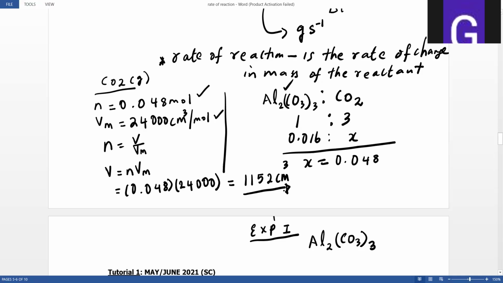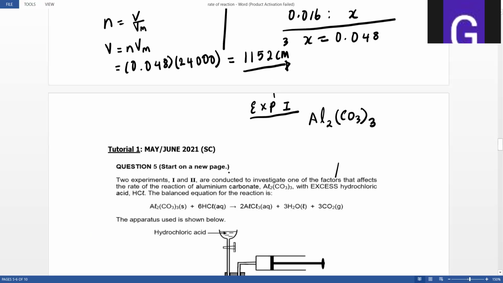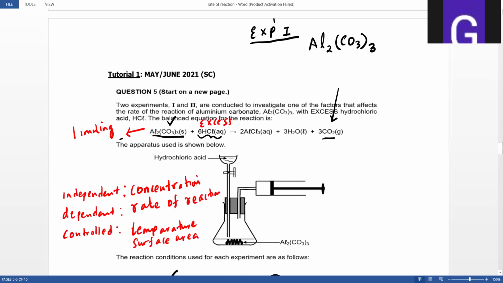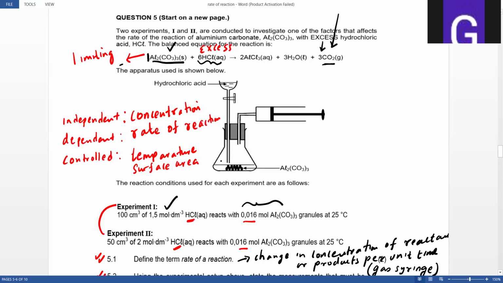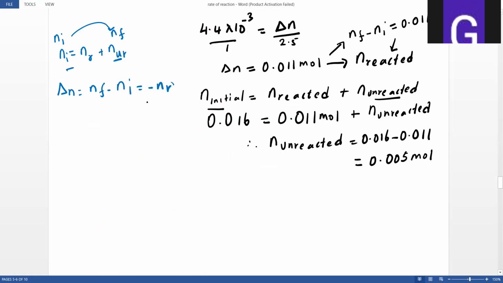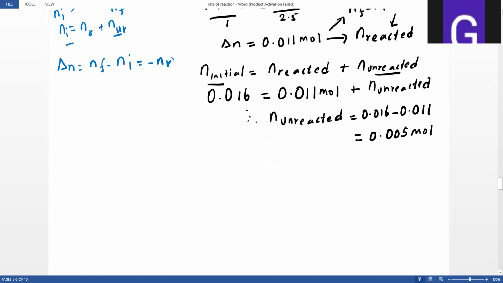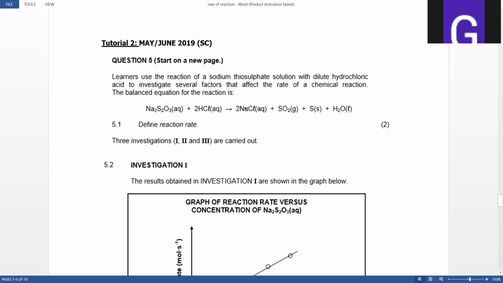Stoichiometric calculations are very important. Okay, ladies and gentlemen, I believe you are following. So we have already answered all the questions here. We can now proceed with our workings. So if you're calculating the change, usually you are calculating the amount that is reacted, actually.